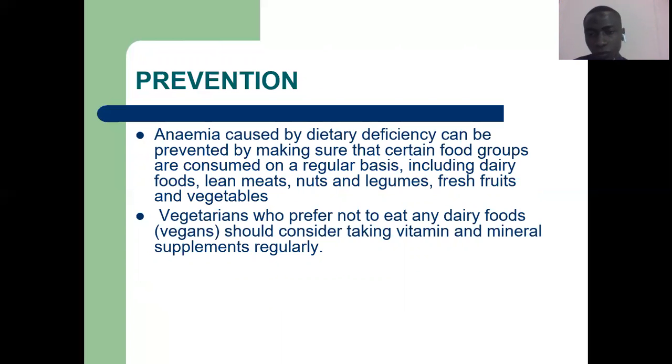Prevention. Anemia caused by dietary deficiency can be prevented by making sure that certain food groups are consumed on a regular basis, including dairy food, lean meat, nuts, fresh fruits, and vegetables. Vegetarians who prefer not to eat meat should consider taking vitamin and mineral supplements regularly.